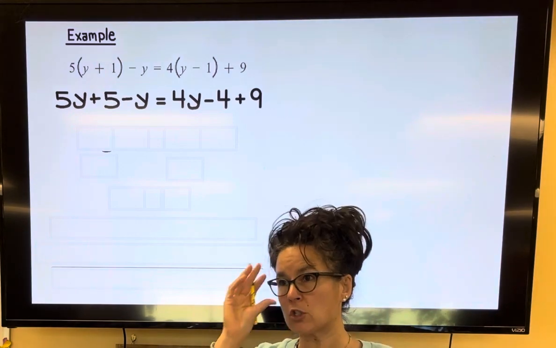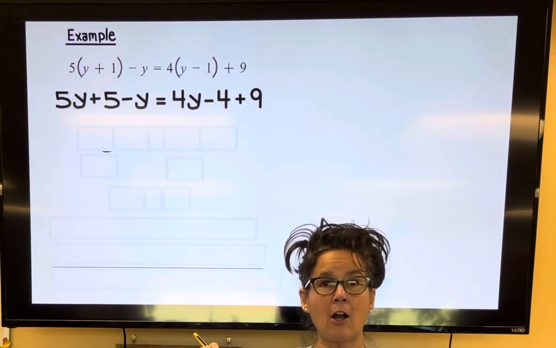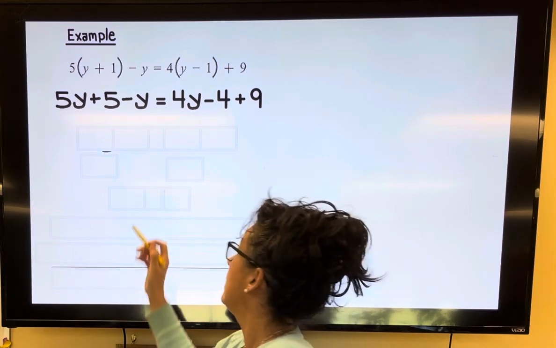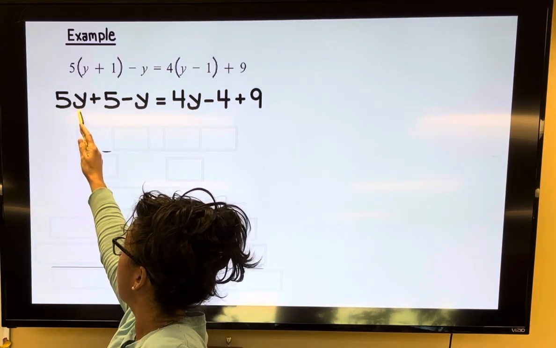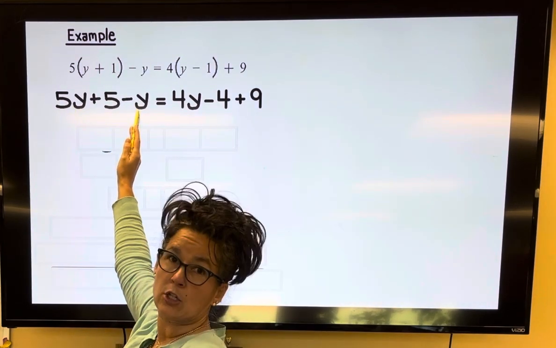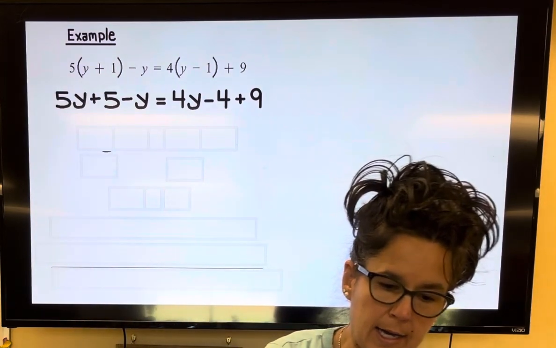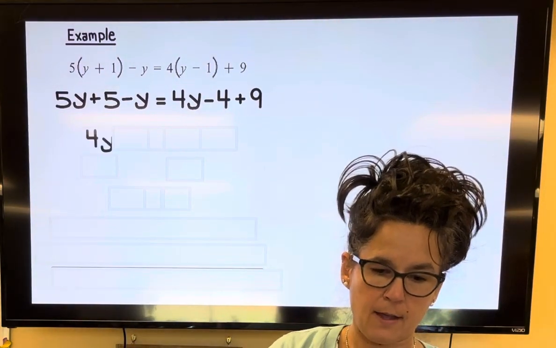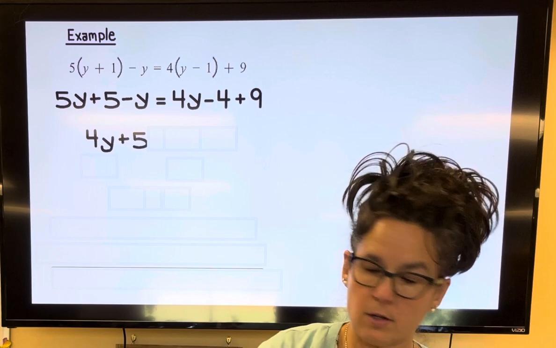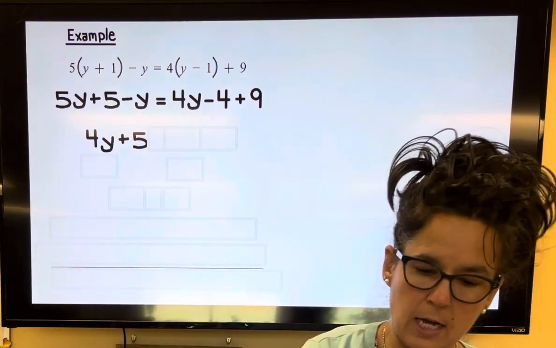Now that we've done the distributive property on both sides, we're looking for any terms that are alike on the same side to combine. And on the left side, I have 5y and a -1y. So these two are like terms, so I can put those together. 5y's minus 1y is 4y. And then I'm going to bring down the +5. Okay, then I'm going to bring down my equal sign.